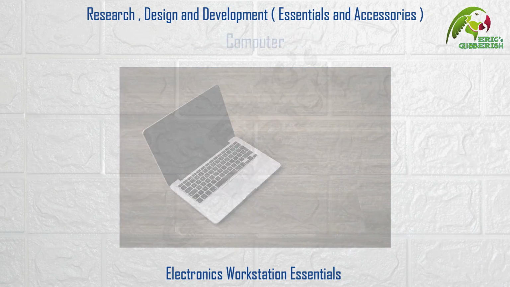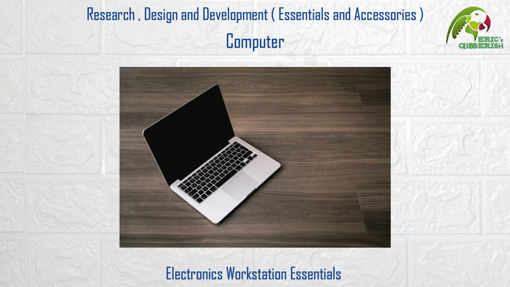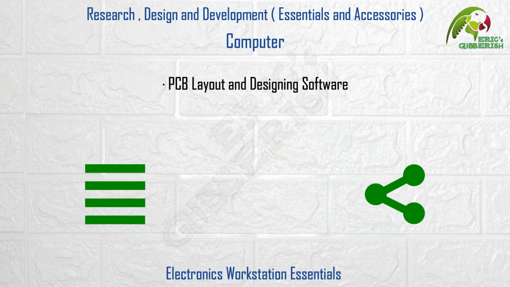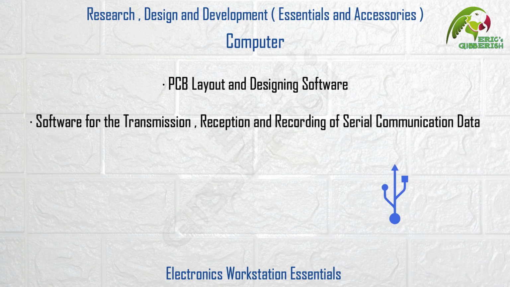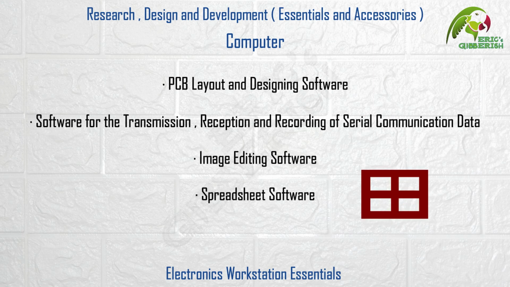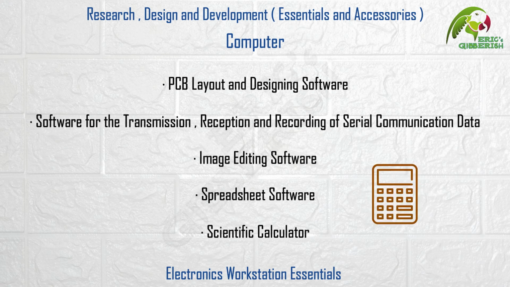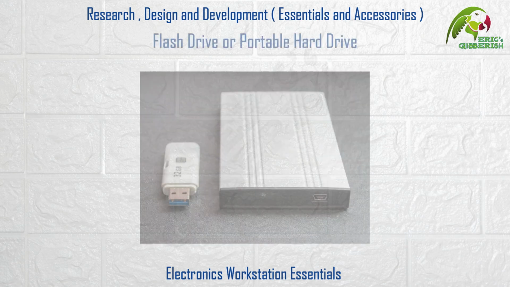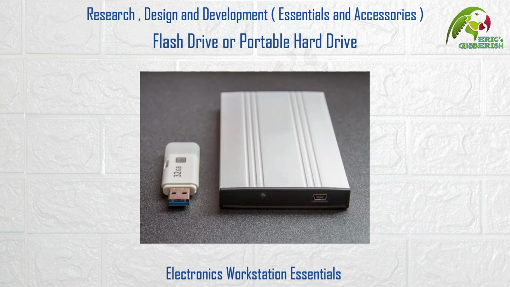And finally, a computer. Although the last essential on this list, it's probably the most important one too. Recommended installed with essential and handy software such as a PCB layout and designing software, a software for the transmission, reception and recording of serial communication data, an image editing software, a spreadsheet software like Microsoft Excel, a scientific calculator, etc. Make sure though that you always have a flash drive or a portable hard drive handy and back up your hard work on a regular basis.